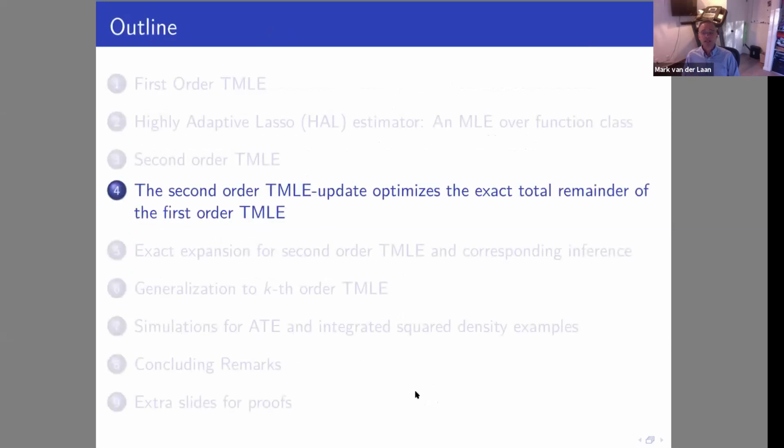So that's the overall idea. And I think this is a moment for a few questions, if there are any, before I dive into why this is such a good idea and why it really helps to reduce the bias.